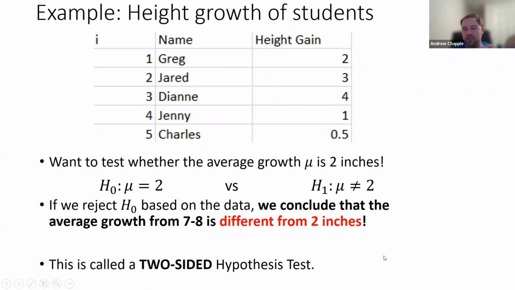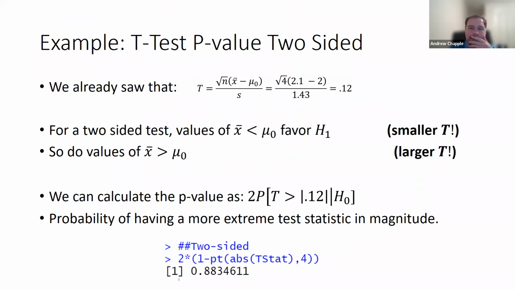So say I want to do a two-sided hypothesis test. Well, I can do this using H naught: mu equals 2 versus H alternative: mu is not equal to 2. I can calculate my test statistic here. I end up getting 0.12. Actually, it's 0.156. Sorry about that.